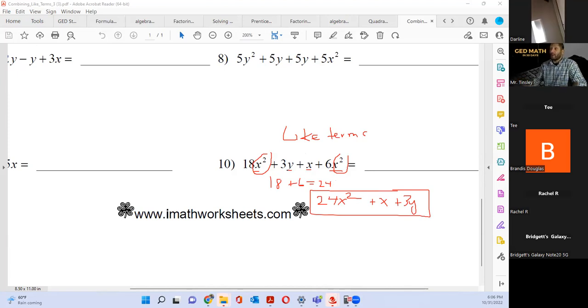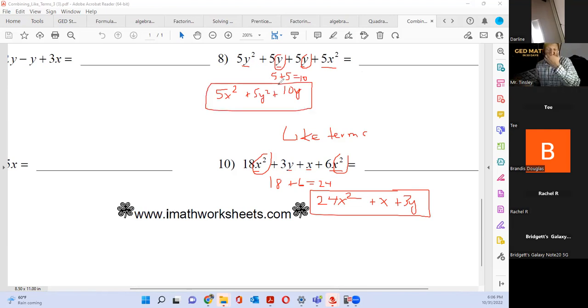That's it. No matter what it is, if you look at number 8, we've got y squared, we've got y, we've got y, we've got x squared. The ones that are the same have this y here. So what we're going to do is look at their coefficients. 5 plus 5 is 10. So this becomes 10y. And then we just put them in highest degree, alphabetical order. So 5x squared plus 5y squared plus 10y. That would be your answer. That's all combining like terms is.